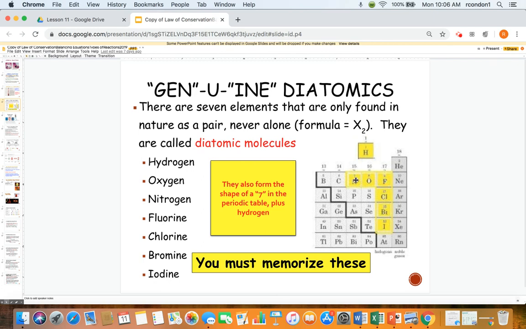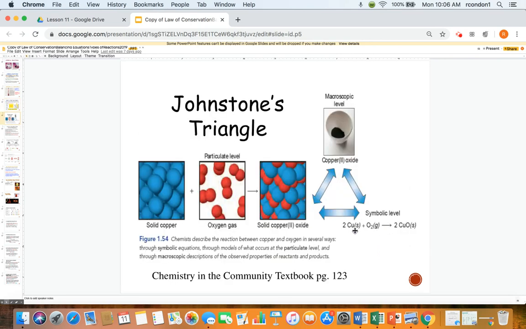They're always going to form a gas with 2 atoms. So H2, N2, O2, F2, Cl2, Br2, and I2. That's the names of these elements. You're going to find hydrogen on this side of the periodic table, but an easy way to remember it: starting with nitrogen, you just go to the right to fluorine, and then down to I. Okay?